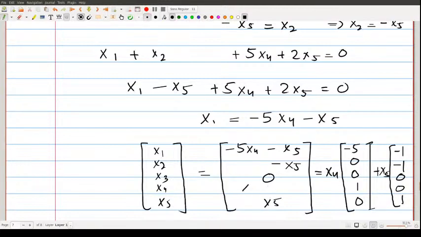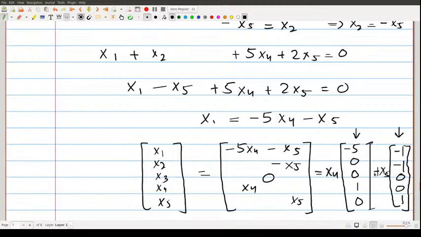Let's put x4 here and x5 here, so it's clear that when I take x4, I get minus 5, 0, 0, and 1 here and 0 here. What's important here is not x4 and x5. These are just free numbers that you can change. What's important here are these two vectors. These two vectors tell us how I get other vectors in the null space, right?